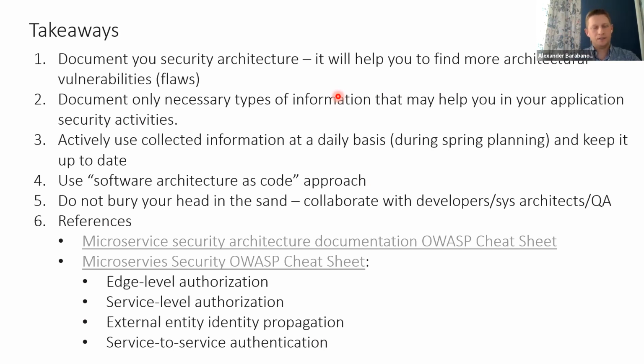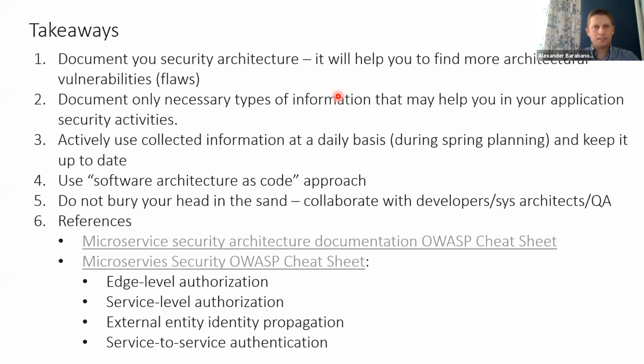The next point is that you should document only the necessary types of information that may help you in your application security activities. It will reduce the time for collecting and updating that information. The next main point is, do not just collect information; you have to use it on a daily basis during sprint planning or other activities, and keep it up to date, because the main target of you as an application security engineer is not to collect architectural information, but to implement mitigation in your application code base.